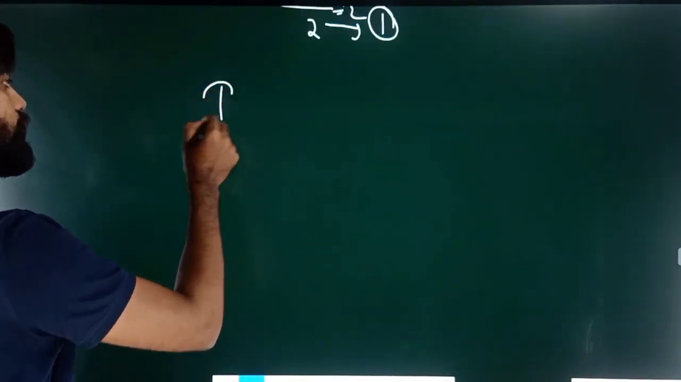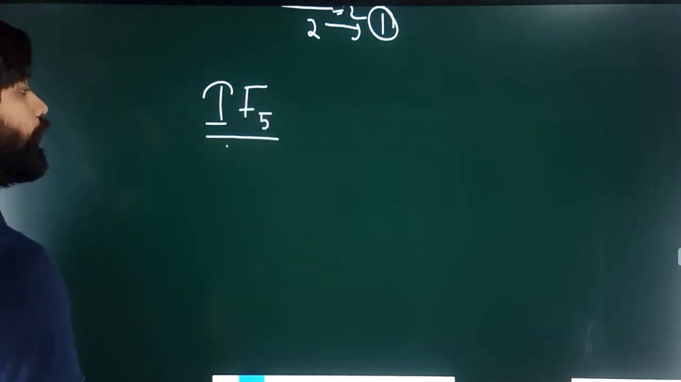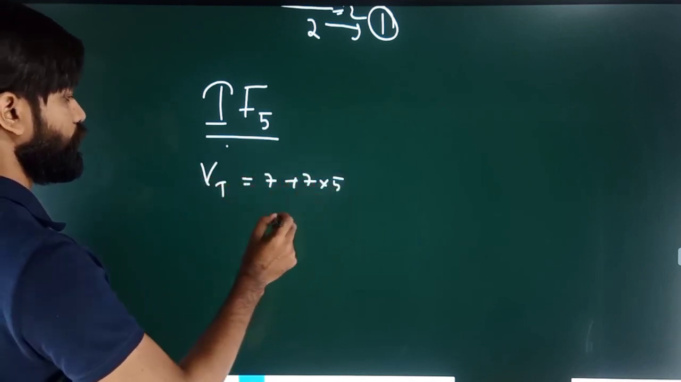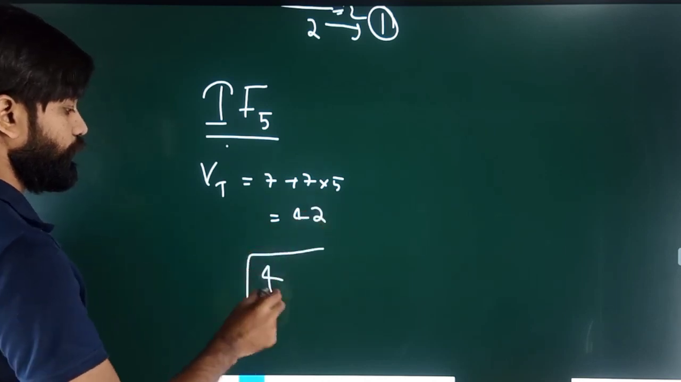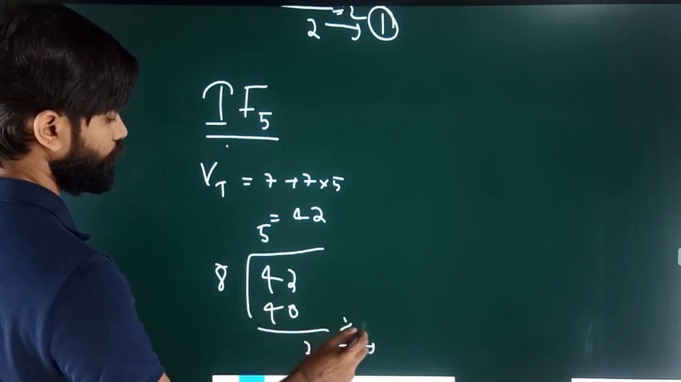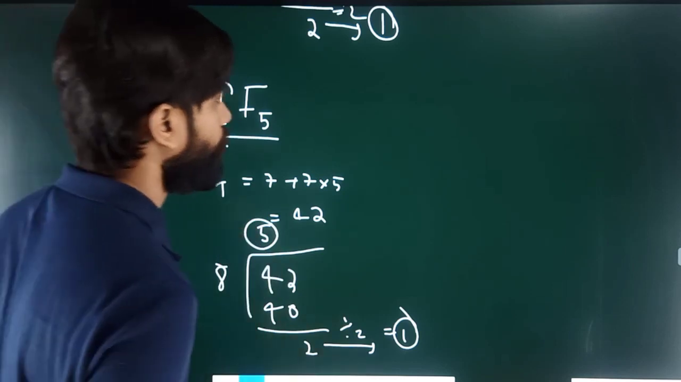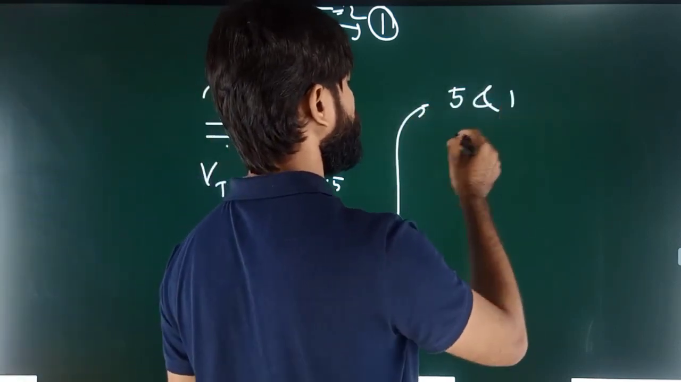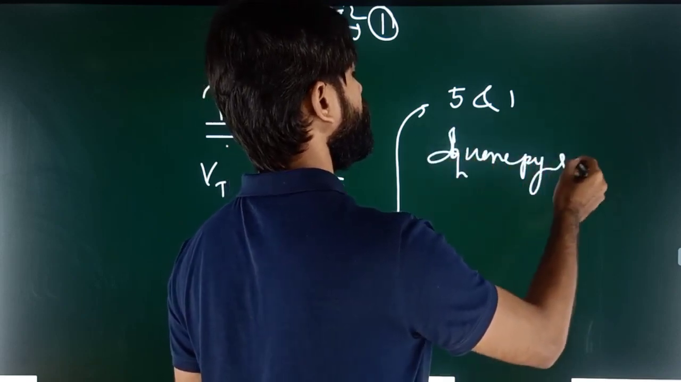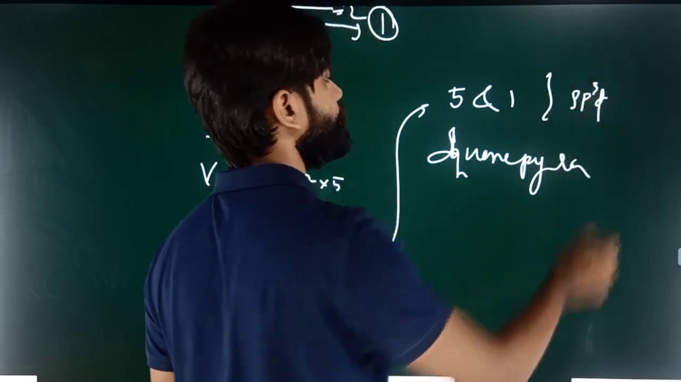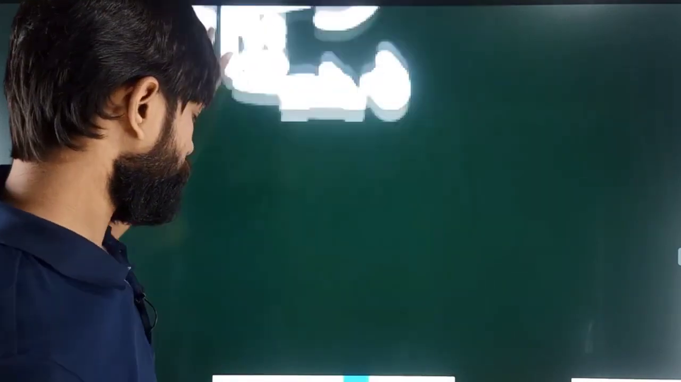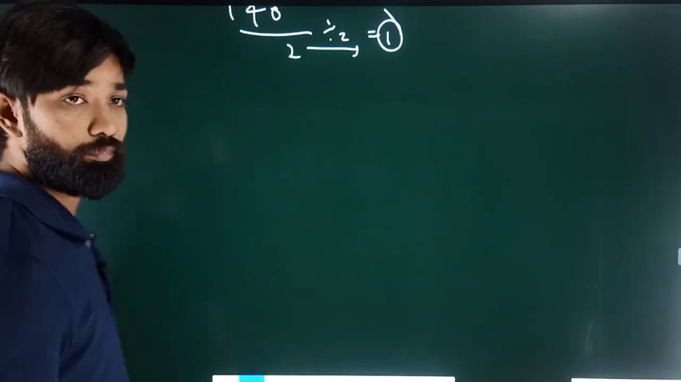Okay. Next is IF5. Total valence electron, iodine 7, fluorine 7 into 5. So total 7 into 6, 42. And 42 divided by 8 is 5, 40, remainder 2, 2 divided by 2, answer 1. So 5 bond pair, 1 lone pair. So this is a category of 5 and 1. 5 and 1, the shape is square pyramidal. Hybridization is total 5 plus 1, 6. So sp3d2 is the hybridization. Okay, ready? Fine.